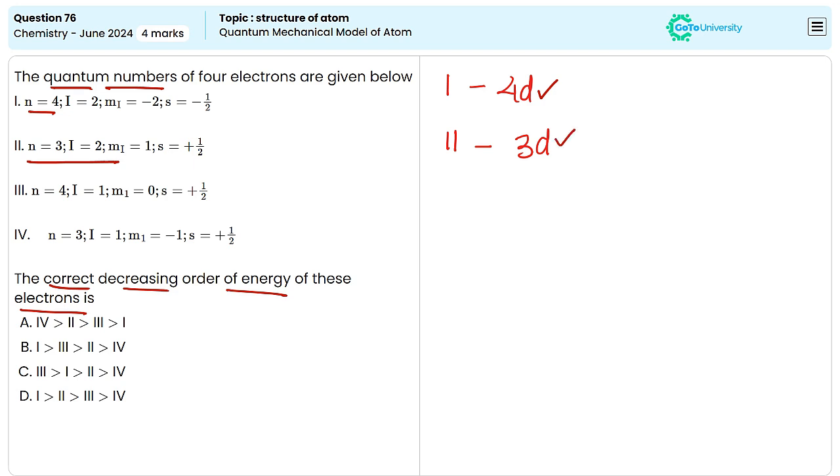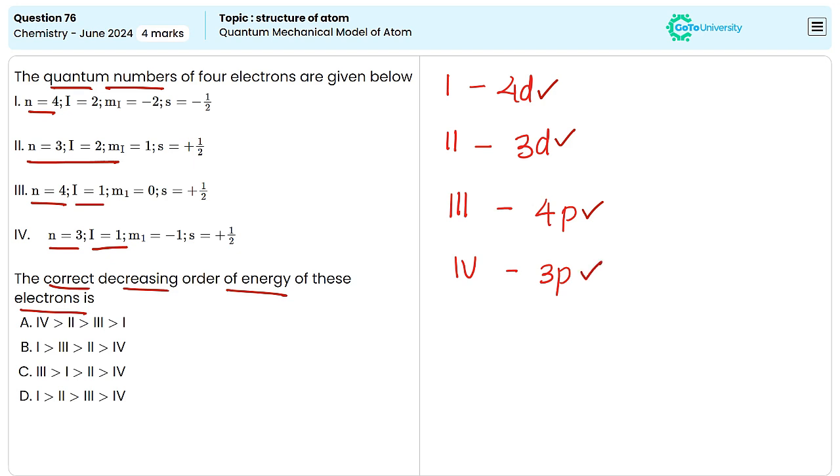The third one is given as n value 4 and l value 1. So this electron is present in 4p orbital. And the last one is n equal to 3, l equal to 1. So this electron is in 3p orbital.